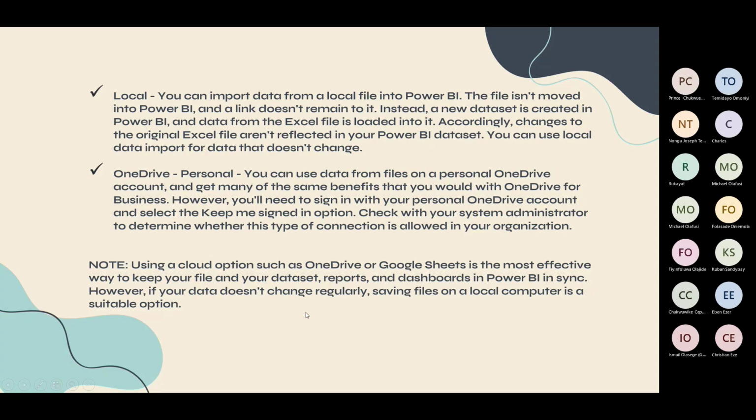So if you know your data source is not going to be changing from time to time, and you're not going to be adding anything to your file, just save it as an Excel file. But if you know that you're going to be updating it regularly without using Power BI service, you want to check the option for OneDrive or the option for Google Sheet. Right, so there are the two options.